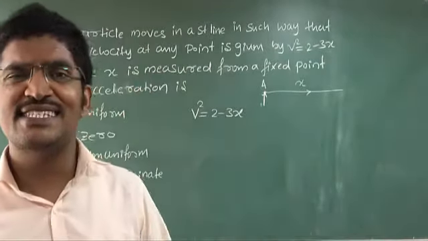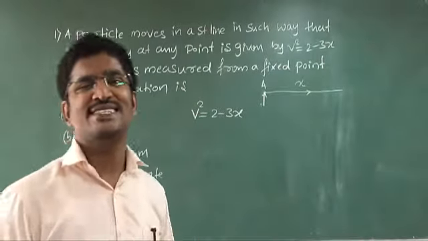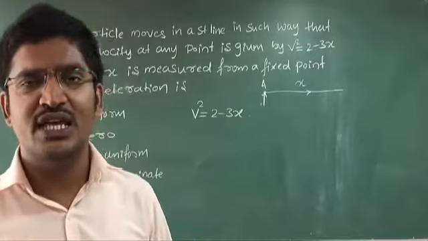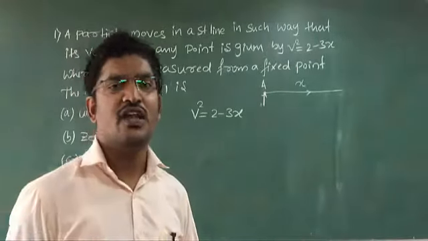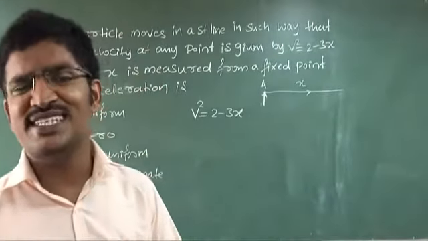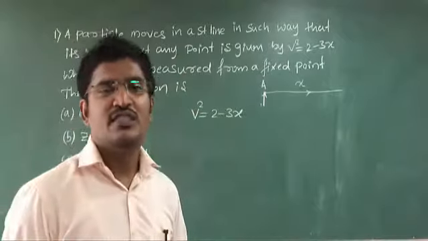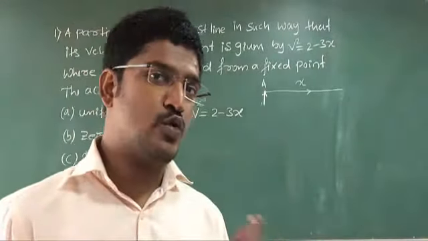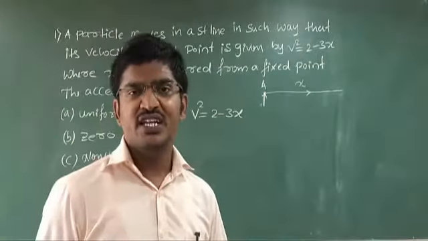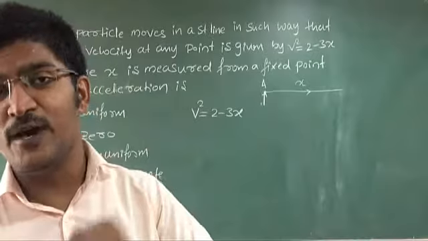Suppose x is kept constant. Then the line will be perpendicular to the x-axis. If y is kept constant, it will be perpendicular to the y-axis. That means whenever it is perpendicular to the x-axis, it is parallel to the y-axis, and whenever it is perpendicular to the y-axis, it is parallel to the x-axis.